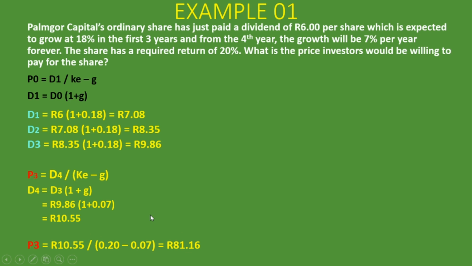Now we need to do the third step of discounting the dividend at period 1, dividend at period 2, dividend at period 3, including the market price per share at period 3, to today's value. When you're discounting these cash flows, what will you do? You will take the cash flow that you want to discount divided by 1 plus the required rate of return, which is the KE, to the power of the year that you want to discount.